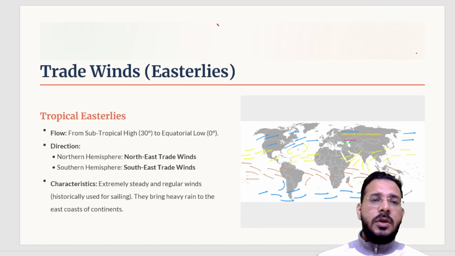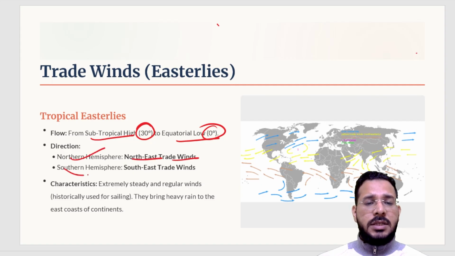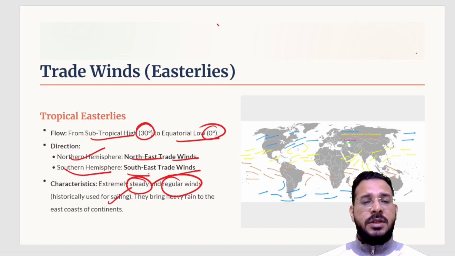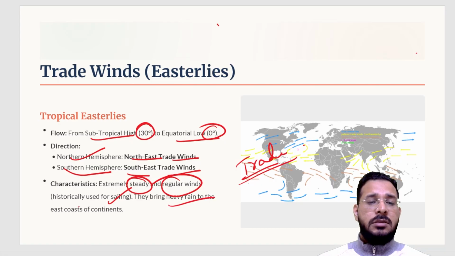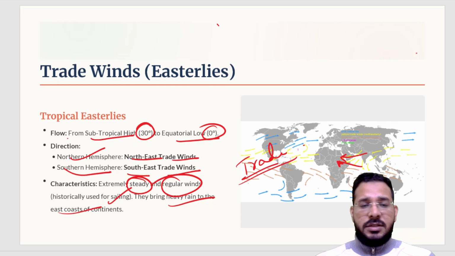Okay. So trade winds are moving from subtropical high pressure to equatorial low pressure. In the northern hemisphere, they are called northeast trade winds. In the southern hemisphere, they are called southeast trade winds. They are steady and regular winds. They help in navigation and in sailing of ships. They push the ships towards the western direction, because of which they are called trade winds. They used to help the ships in trade. They bring heavy rain to the eastern coast, because when the winds are coming in this direction, they bring heavy rains.